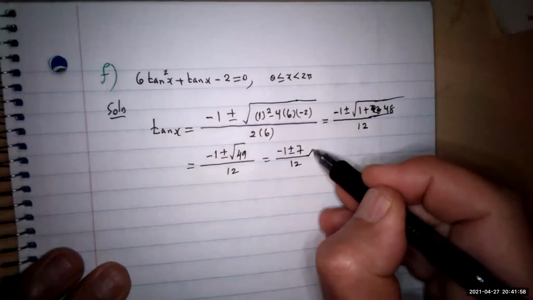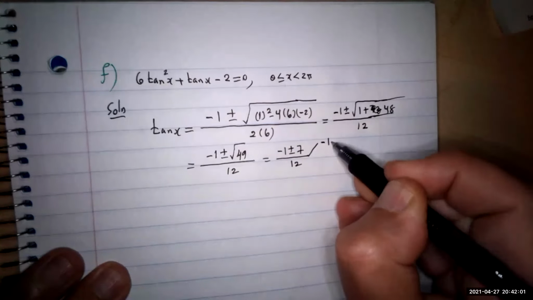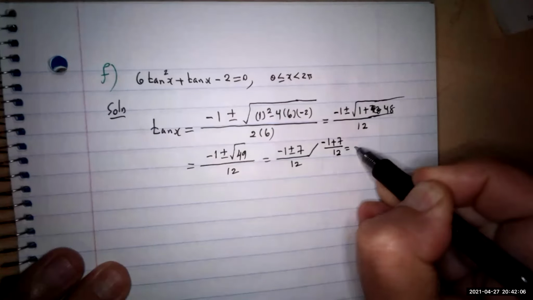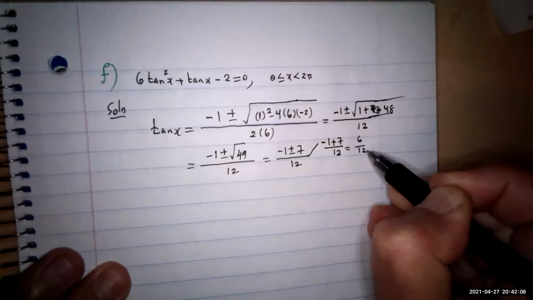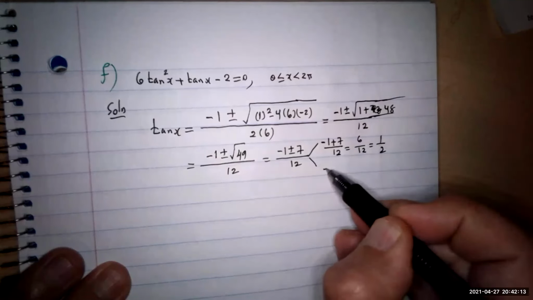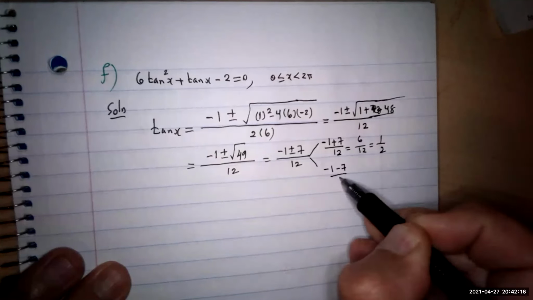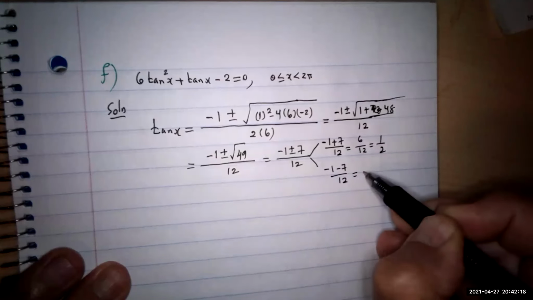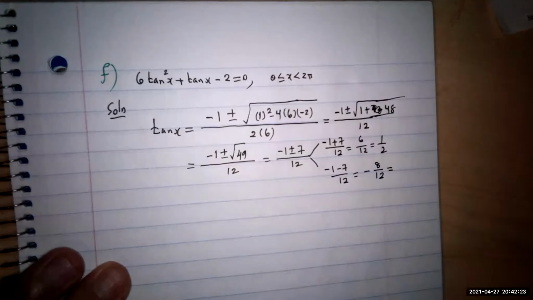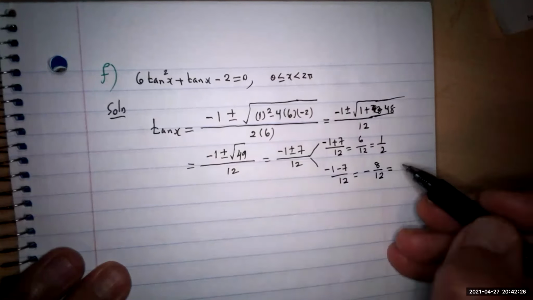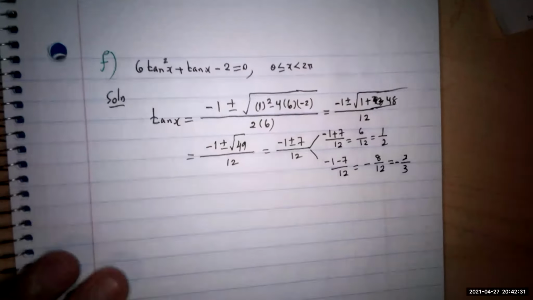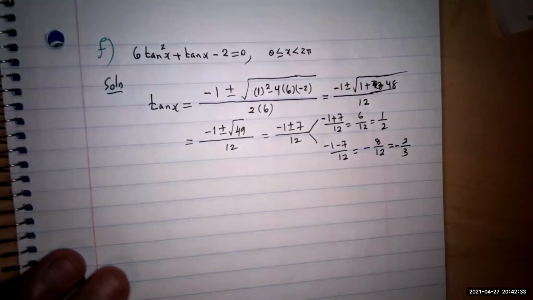Okay, so we're going to have two solutions. If you go with the positive, it's going to be -1 plus 7 over 12. So that gives you 6/12, which is a half. One solution, and the other one is going to be -1 minus 7 over 12. So that gives us -8 over 12, and we simplify by 4. That gives us -2/3. So we have two solutions over here.